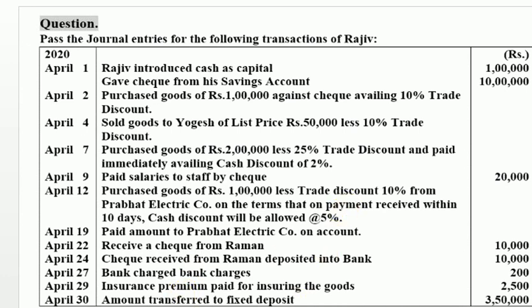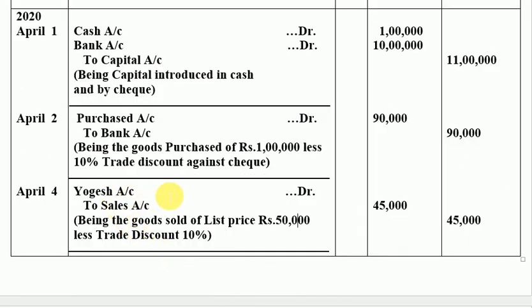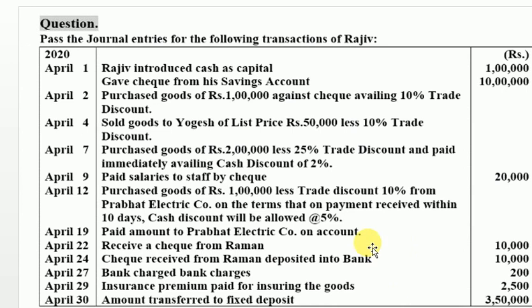So the entry will be Yogesh account debit to sales account. Here Yogesh is the receiver and we know very well how Yogesh is being debited. So Yogesh account debit, that is 45,000, to sales account, that is 45,000. 50,000 minus 10%, that is 5,000, that is 45,000. Got it?